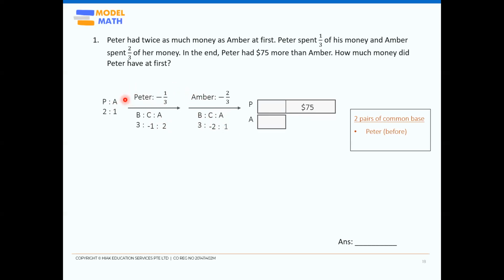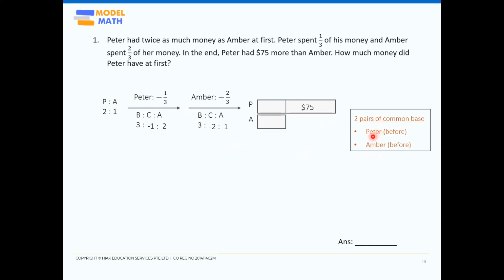Then the next thing is ask yourself, is it Amber before or Amber after? So like I said, this ratio belongs to the before part, right? Before means at the beginning. So if it's before, Amber before is your common base also. Okay, so let's proceed to make our bases common.